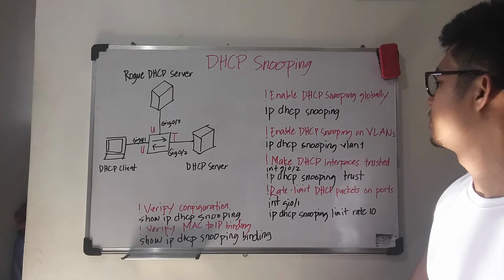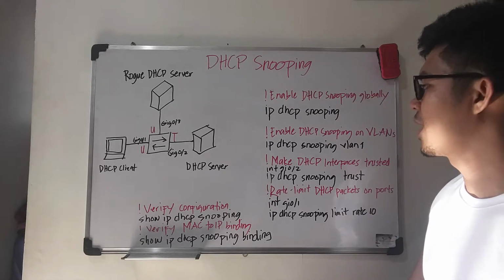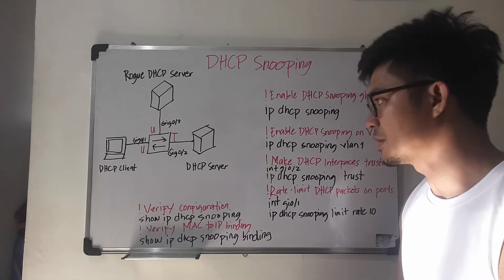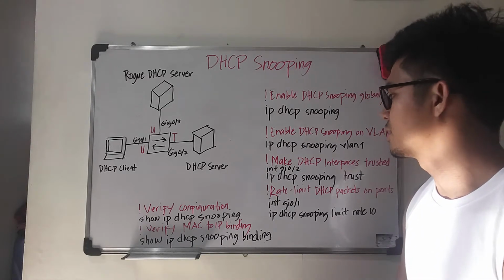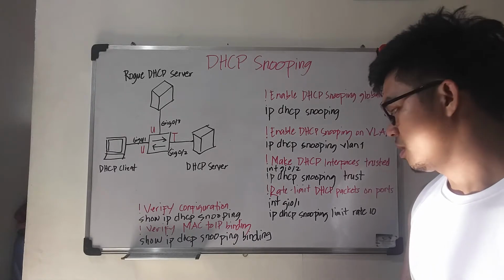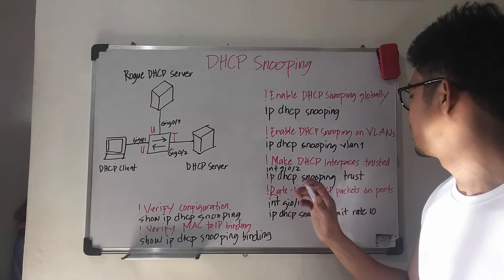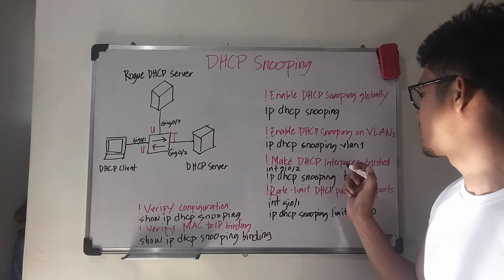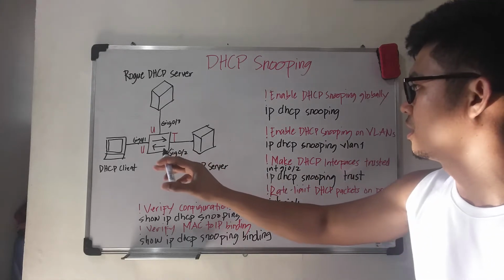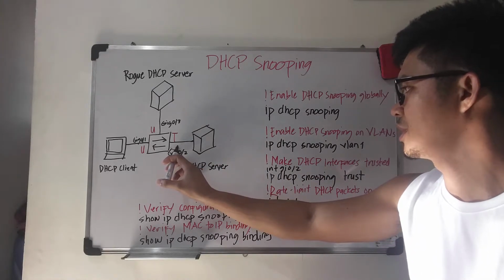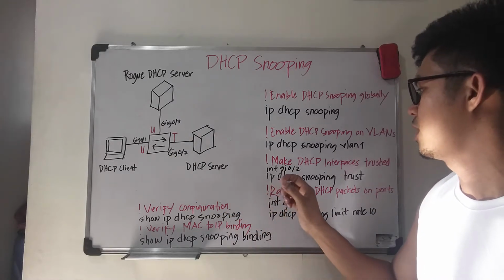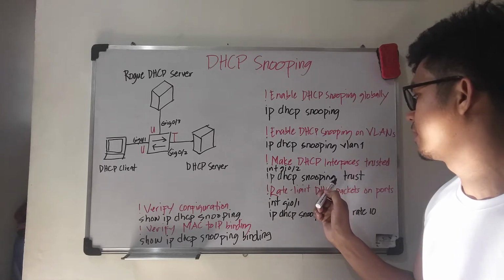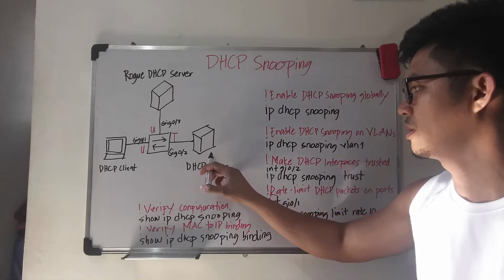So the switch will not really stop any DHCP packets coming to its ports. Of course you need to make sure to make the DHCP port trusted. So in this case, you need to make this port trusted here. You need to say ip dhcp snooping trust, because this is our DHCP server here.